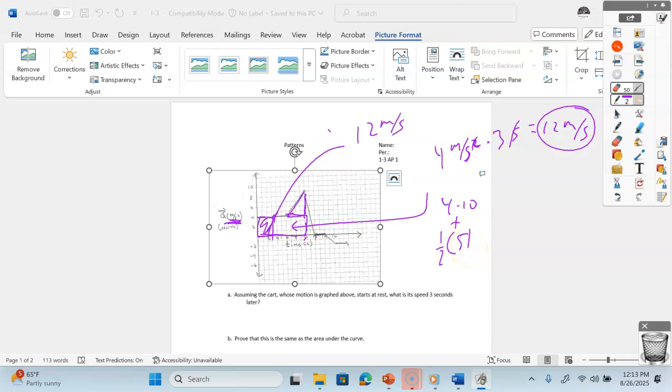Times, where does that start? So the base is just 10. You mean the area of the triangle is 10. Okay. So that's 10, that's 50, right? Meters per second. So our cart is going almost 100 miles an hour now.